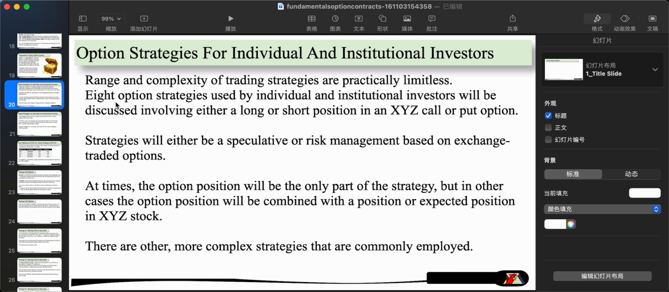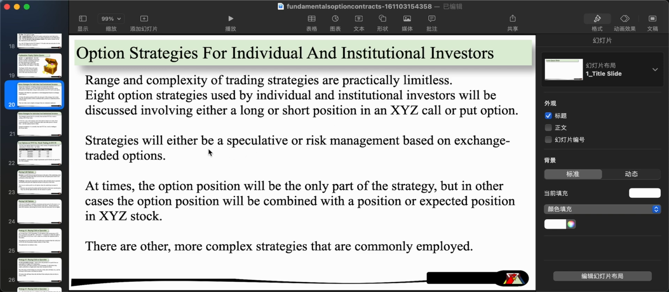It helps you to smooth your profit and also smooth out your max drawdown. In a sense, you're not taking so much risk, but you're getting a better return. So option trading could be a very good risk management tool. The range and complexity of trading strategies are practically limitless. 8 option strategies used by individual and institutional investors will be discussed, involving either a long or short position in an XYZ call or put option.